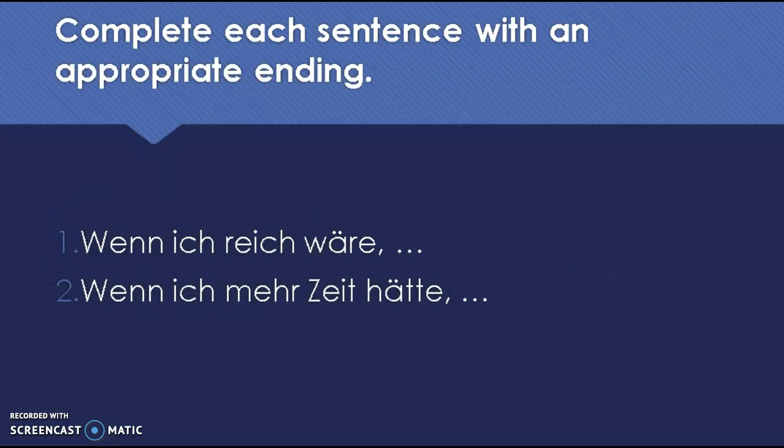Okay, and complete each of these sentences with an appropriate ending. Any ending you want, as long as it makes sense. Wenn ich reich wäre, if I were rich. Wenn ich mehr Zeit hätte, if I had more time. Remember that wenn clause is going to act as the first element of your sentence, so you'll need your verb to come right after that. Go ahead and pause the video and finish these sentences.